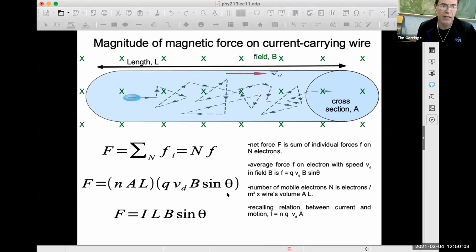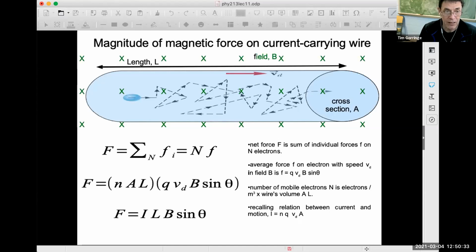And I'm going to write down an equation. I'm going to write down an equation for the magnetic force on a current carrying wire in a magnetic field. And I'm actually going to figure that equation out based on the equation from last class, which was the magnetic force on a moving charged particle in a magnetic field.